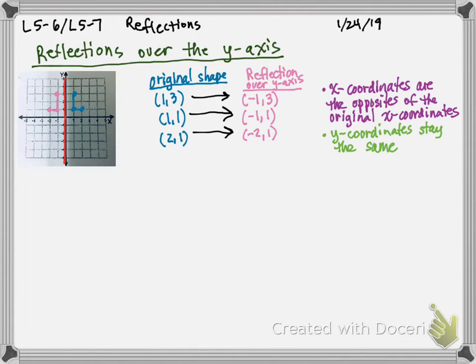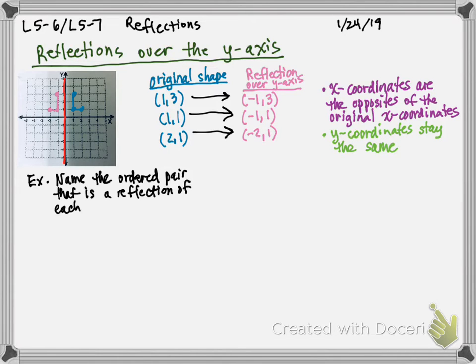Okay, so we're going to do the same thing we did. We have 2 sets of directions. And I'm going to pause this and write it out. Well, no, I'll just do it. You can do it with me. So we have: Name the ordered pair that is a reflection of each point across the y-axis.